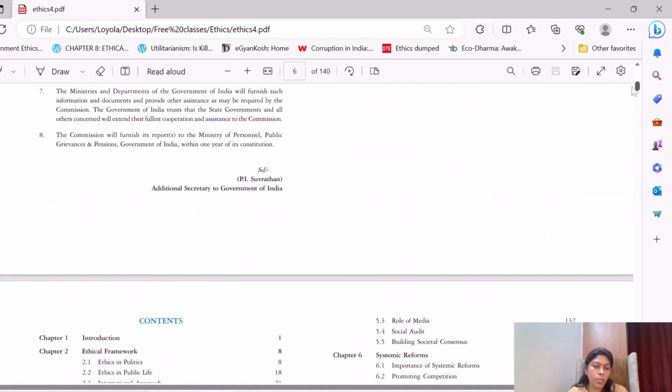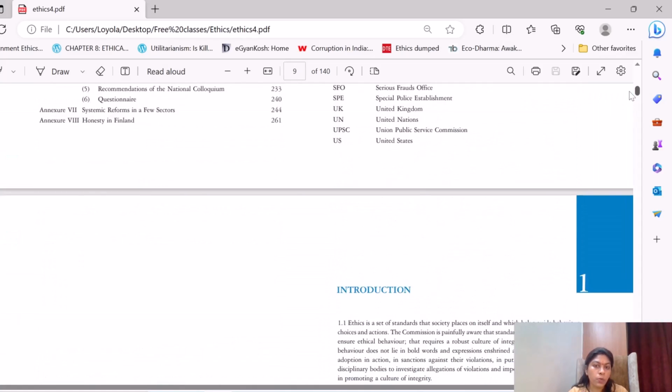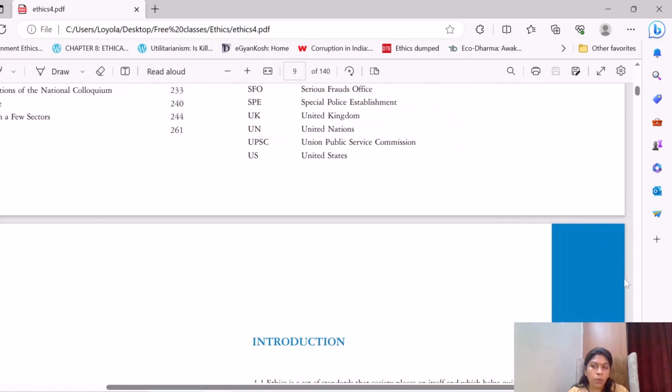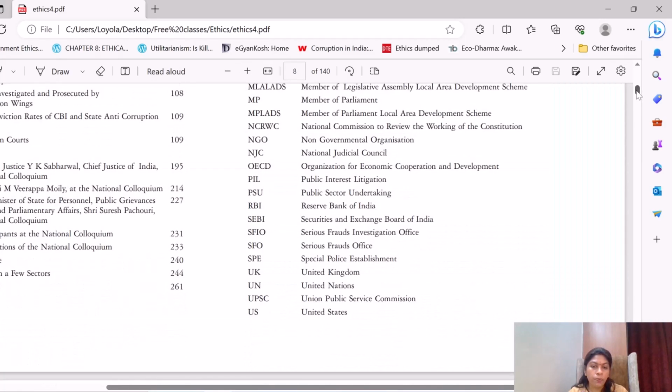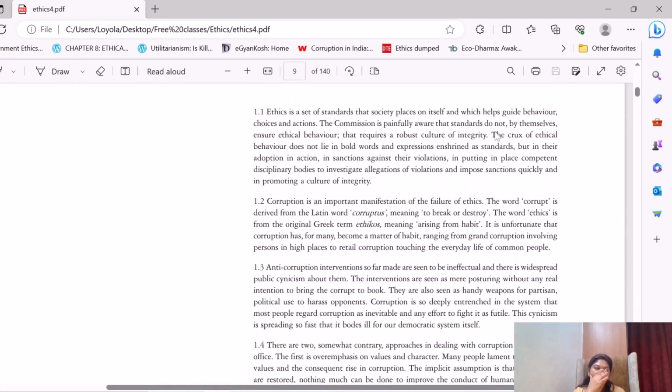So now come to the introduction part. That can be done by yourself. In the introduction part, what you have to read, what are the things you have to keep in mind, that only we are going to discuss now. The report begins like this. Here we are giving an introduction about ethics and the issues related to ethical problems which are occurring in governance. So that way we are going to see the introduction part.